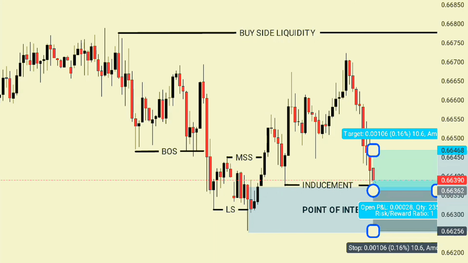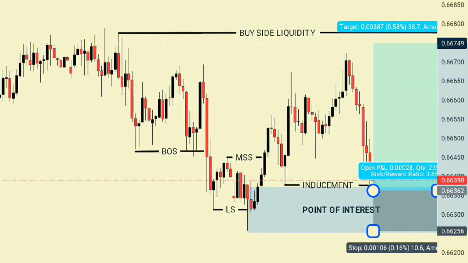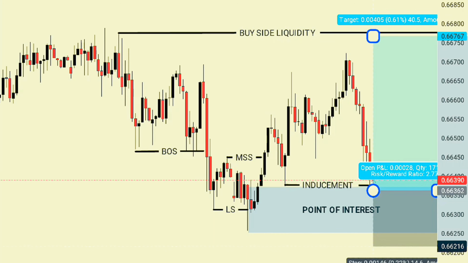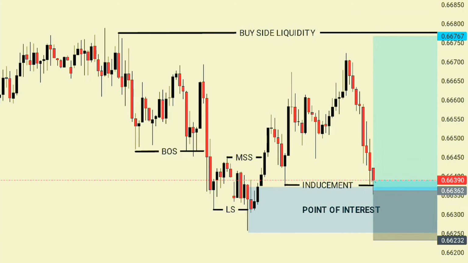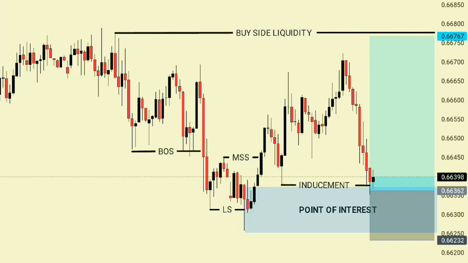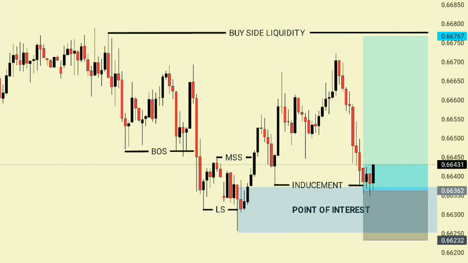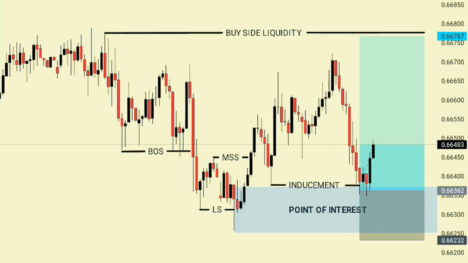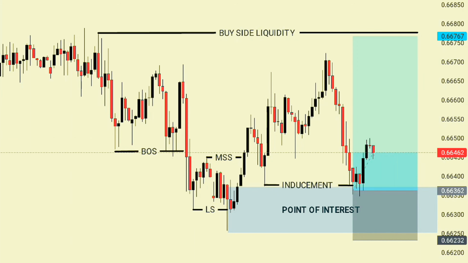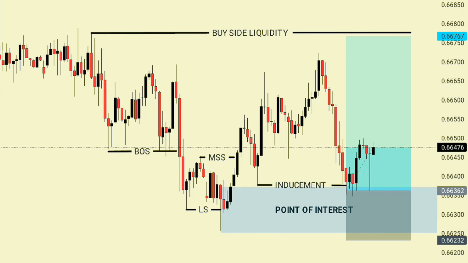Price finally returns to the point of interest. Here's what I look for: a rejection wick, bullish pressure entering, and cleaner confirmation on a lower time frame if necessary. Once I see that, I enter my buy trade. My target is the buy-side liquidity we marked earlier. This trade moves beautifully from the point of interest all the way up, clearing every internal high and tapping the liquidity pool.